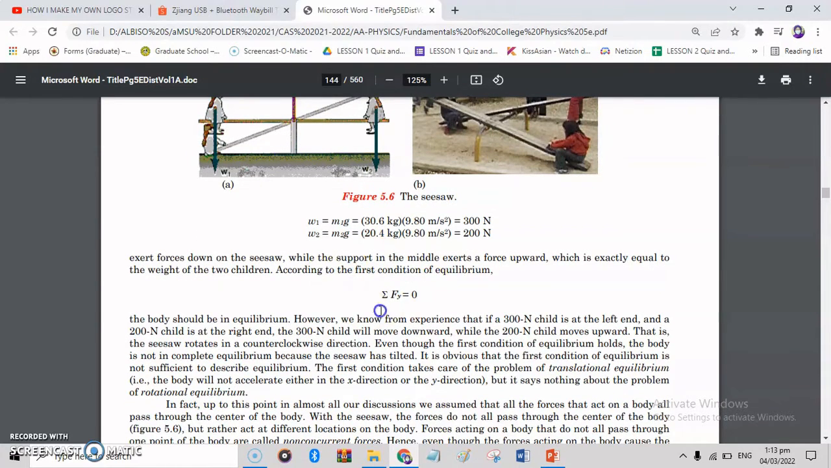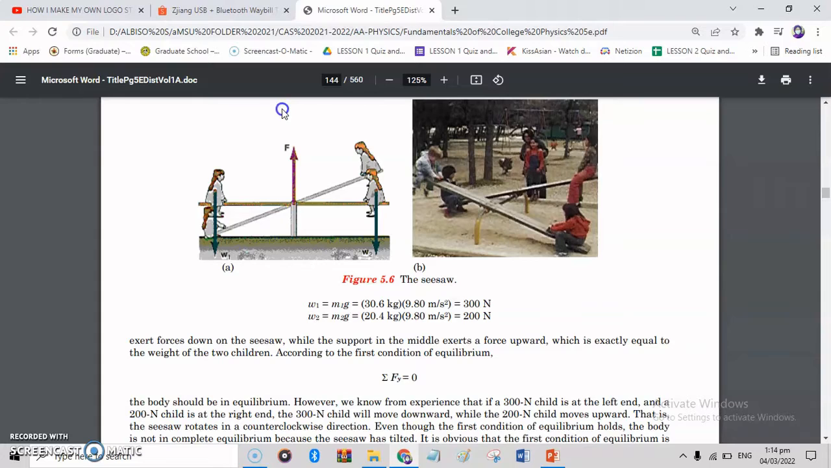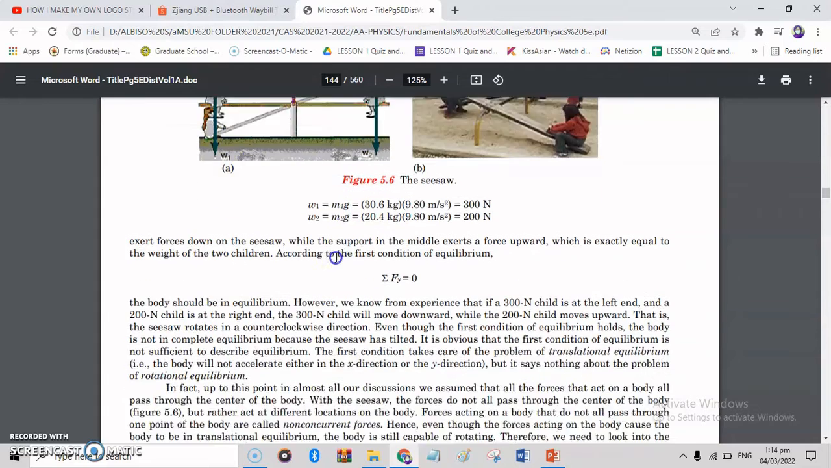According to the first condition of equilibrium, summation of all forces along the y is 0. The body should be in equilibrium. However, we know from experience that if a 300 Newton child is at the left end and a 200 Newton child is at the right end, the 300 Newton child will move downward while the 200 Newton child moves upward. That is, the seesaw rotates in a counterclockwise direction. Anong counterclockwise? Kasi di ba ang clockwise is parang sa clock. So, since mas mabigat si W1, it will rotate counterclockwise. Okay?